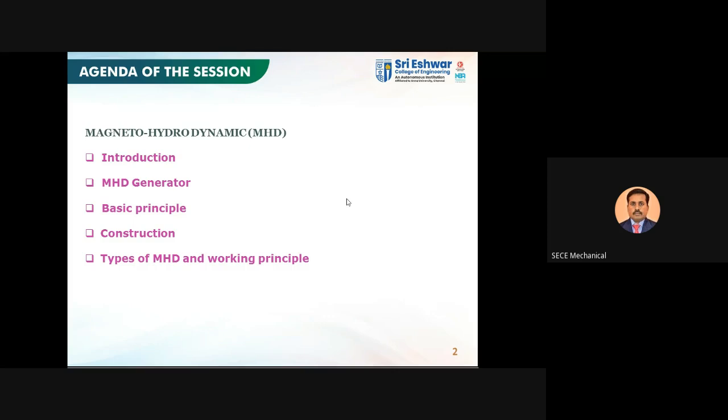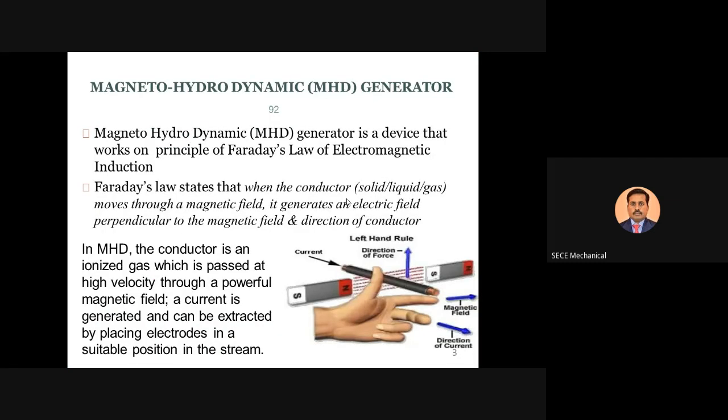So next we are going to discuss magneto-hydrodynamic power generation. This is an entirely new concept. First you should know what is meant by a magneto-hydrodynamic generator. The short form of magneto-hydrodynamic is MHD. The magneto-hydrodynamic generator is a device that works based upon Faraday's law of electromagnetic induction. So it is a generator, basically.